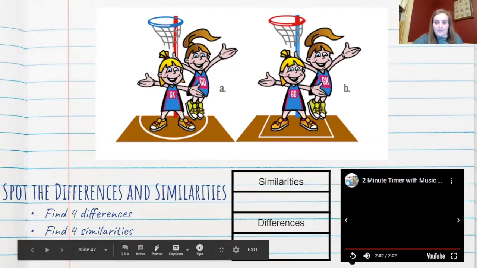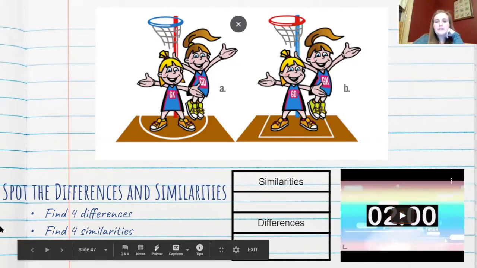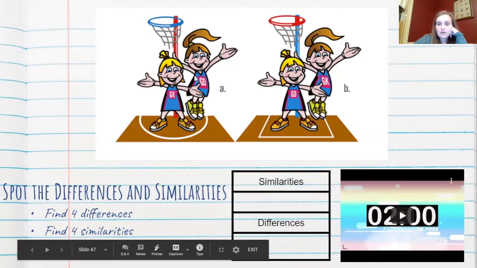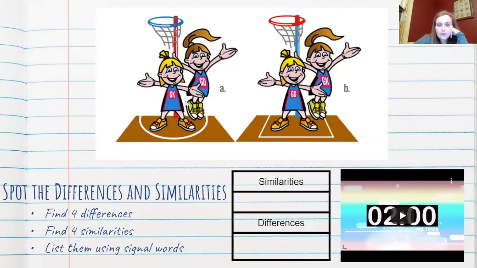All right, so your time is up. A couple of the similarities you could have written down, you could have said maybe something like, in both pictures, there are two girls playing basketball. You could have said, in both pictures, there is a net, things like that. So you should have 4 similarities written down. And then for your differences, there's several differences also in this picture. You could have mentioned, like maybe in picture A, there's a blue rim, and in picture B, on the other hand, there's a red rim.